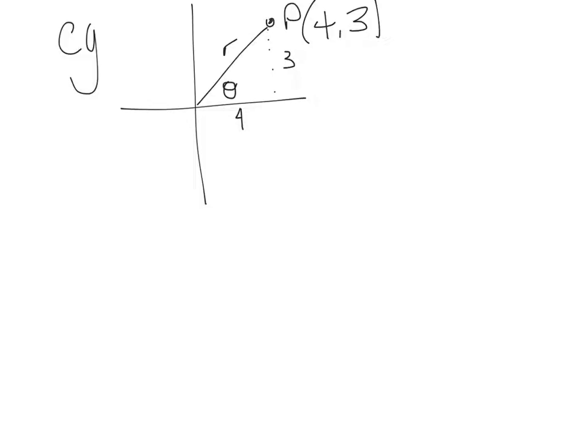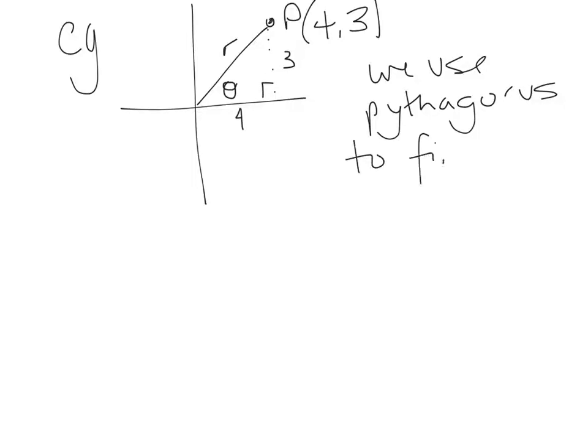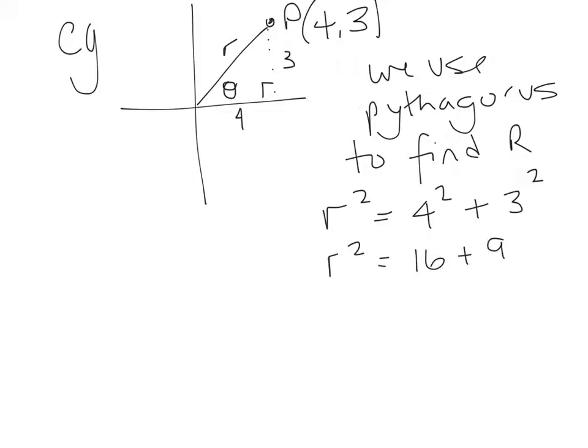So first of all, we'll need to find out what r is before we can work out our sine, cos and tan ratios. So we need to know our hypotenuse of this right angled triangle. So we use Pythagoras' theorem. So to do that, we would have r squared is equal to 4 squared plus 3 squared. So r squared is equal to 16 plus 9. So we have r squared equal to 25, leaving us with r equal to 5 when we take the square root.